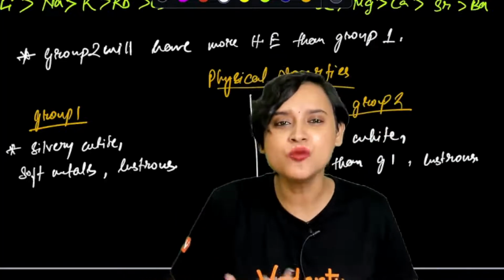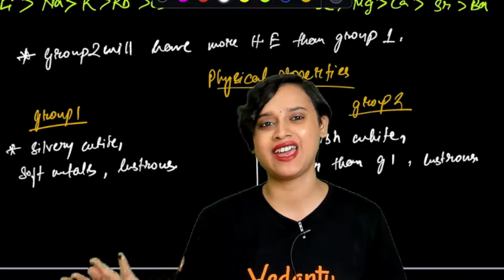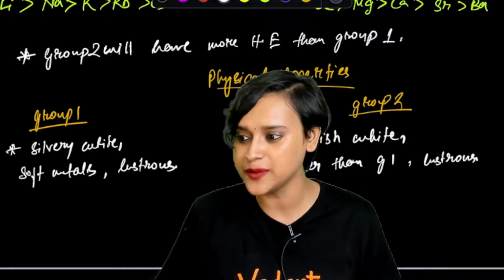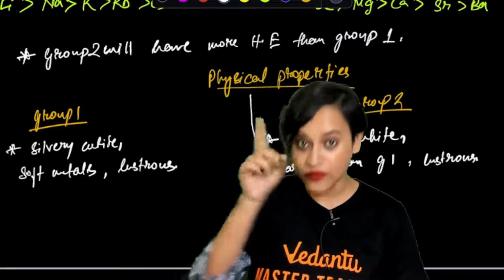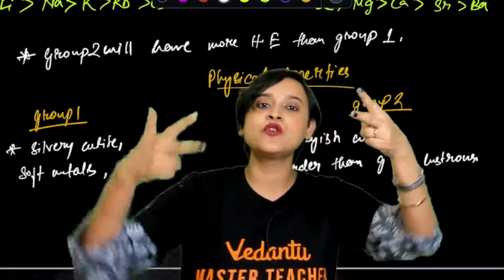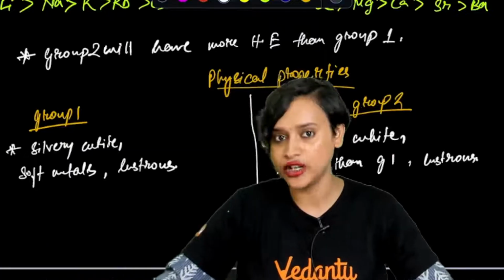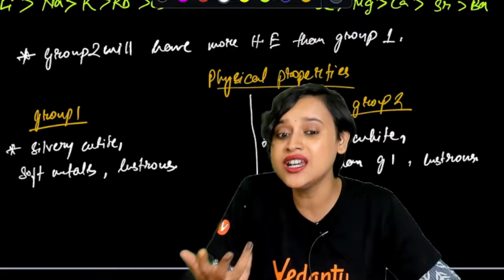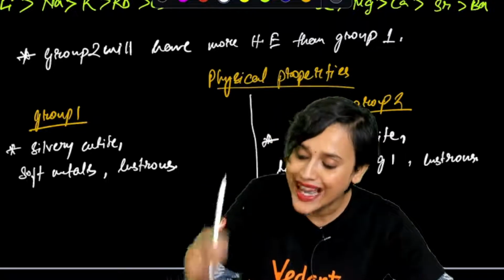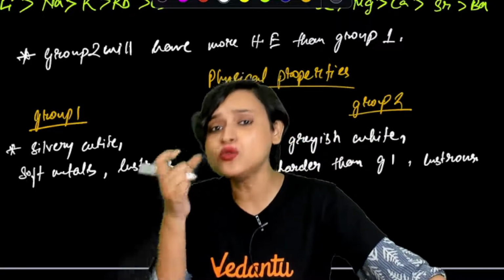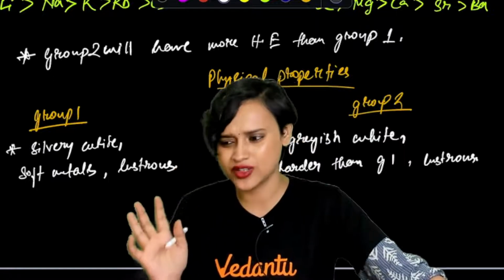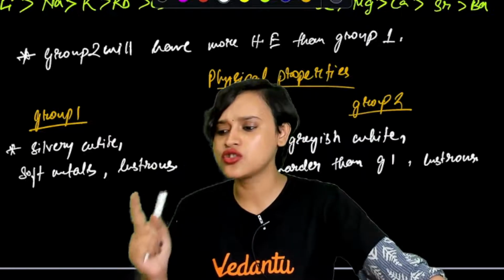But here, the group 1 and group 2 elements form a metallic bond with only 1 electron or 2 electrons, right? It's not enough for them to be hard metals. And that is why we see that the group 2 elements are slightly harder than the group 1 elements, but they are also soft, okay?